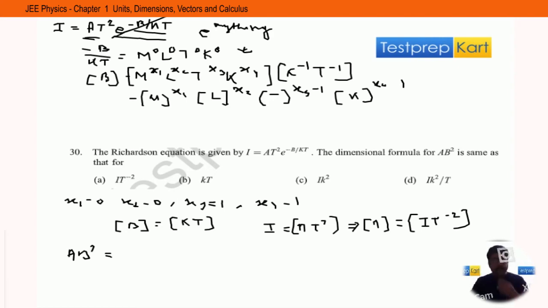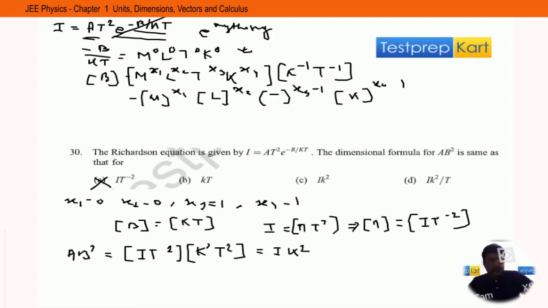In case of B, the dimension is kT. B square means (kT) squared. The T cancels. It should be I K square. So this is the concept. So option A, I T to the power negative 2, it should not be. kT, it should not be. I K square, it is the answer. So I hope you have understood how to solve this kind of question.